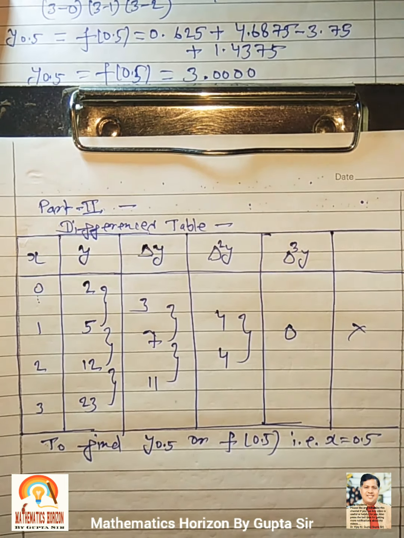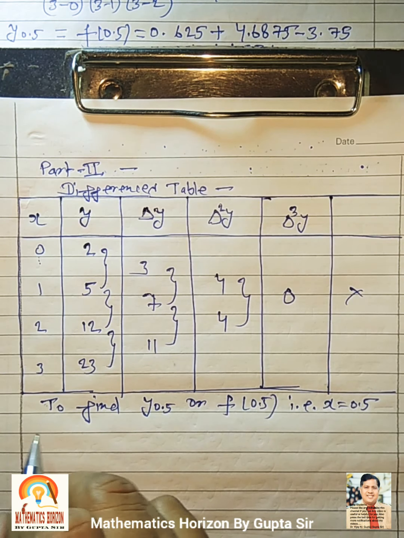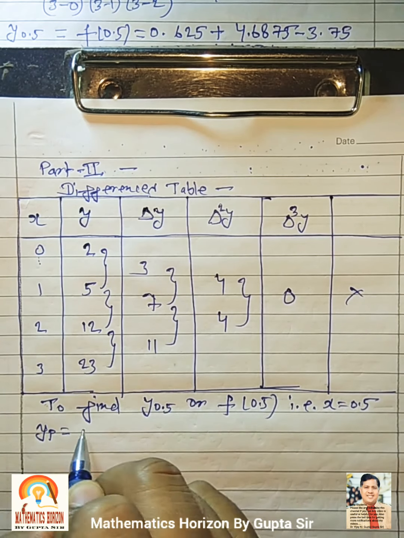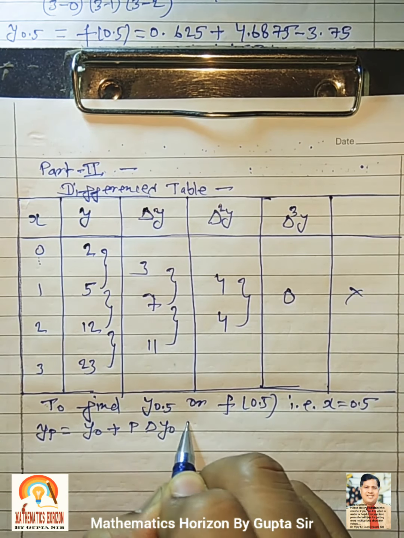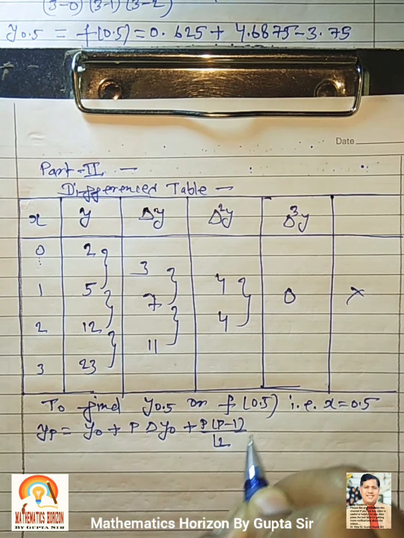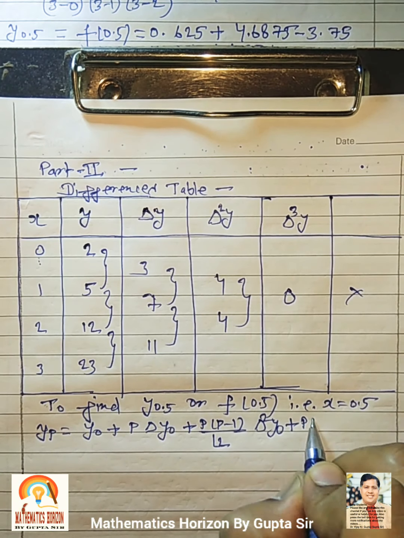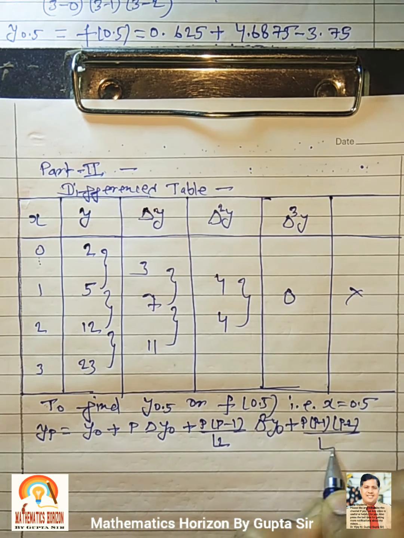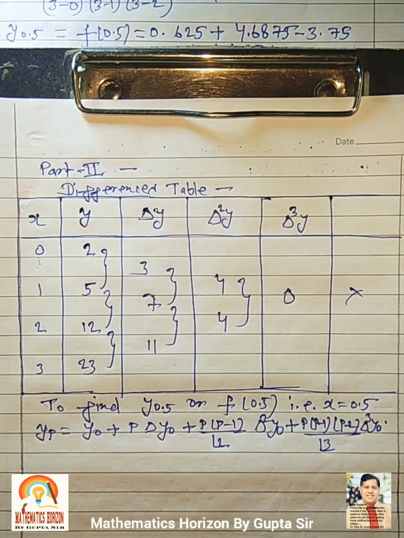Okay, what is Newton's forward interpolation formula? By Newton's forward interpolation formula, we know that yp is equal to y0 plus p del y0 plus p into p minus 1 upon factorial 2 del square y0 plus p into p minus 1 into p minus 2 upon factorial 3 del cube y0 and so on.